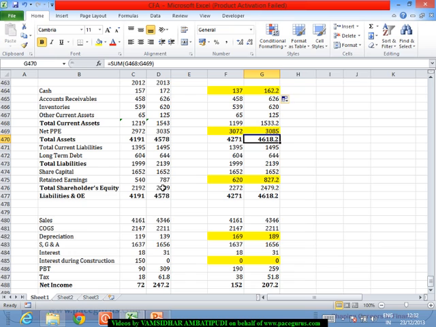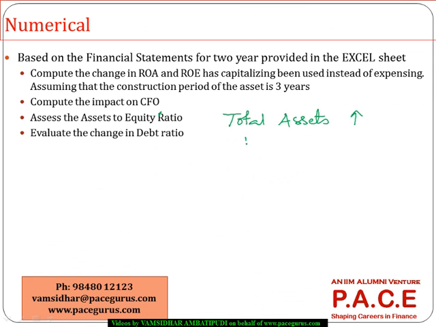And what about the interest? Interest has come down drastically. So especially when I am dealing with the interest during the construction period, the interest has come down, which means the interest coverage ratio should go up by the capitalization process.